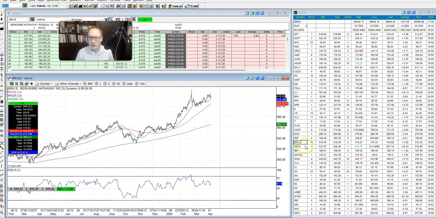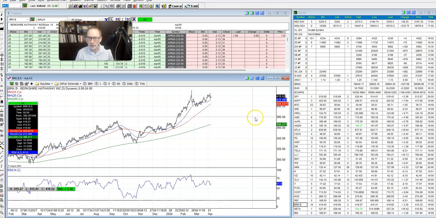What else? Looked at Google, looked at Meta. Anything else of note? I think that's about it. Let me bring in Verizon here again.